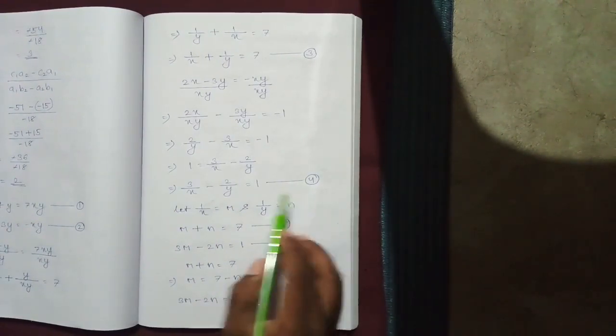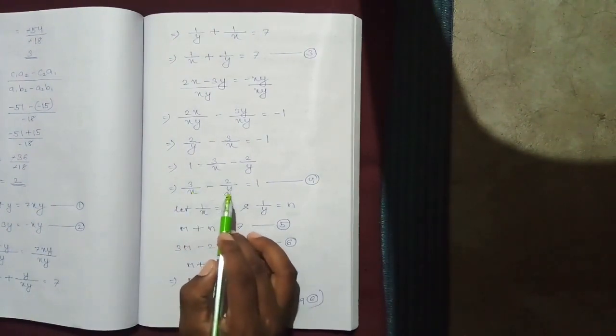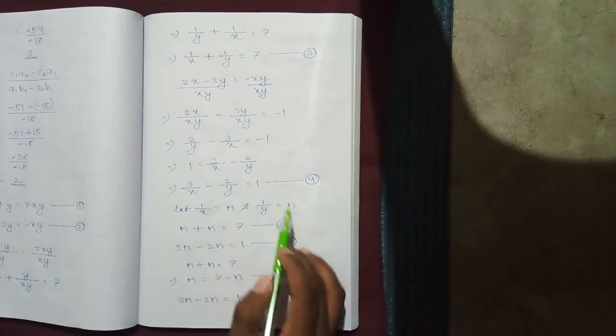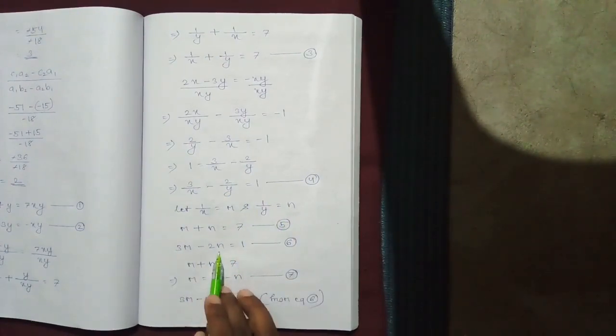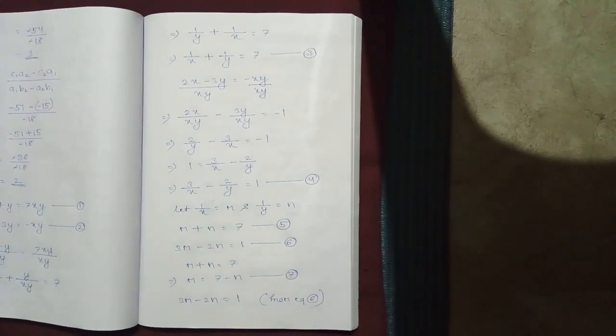The equation 4, 3 by x means 3m. 3m minus 2n is equal to 1. Okay, you can see 3m minus 2n is equal to 1. Let it be equation 6. After getting equation 6, forget equation 4. Now as you can see, we have linear equations in two variables m and n. We could not get linear equations in two variables x and y. For that reason we have to take two other variables m and n. So now we can solve.